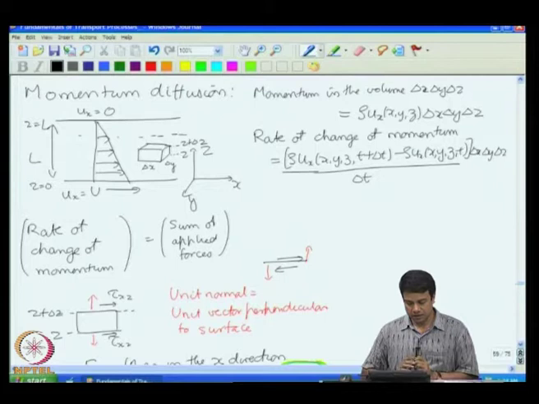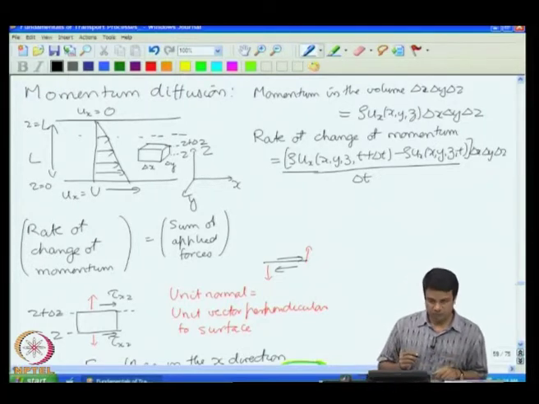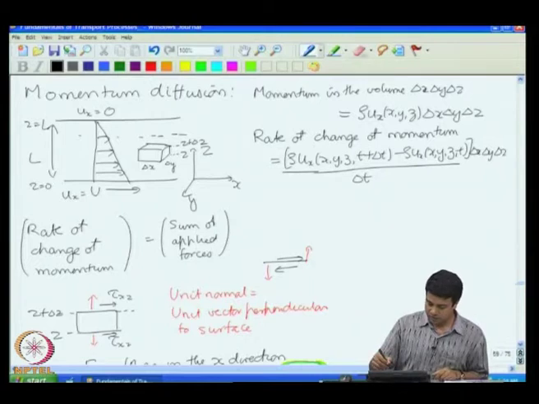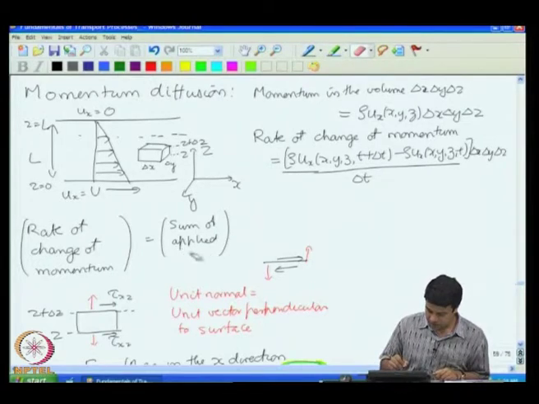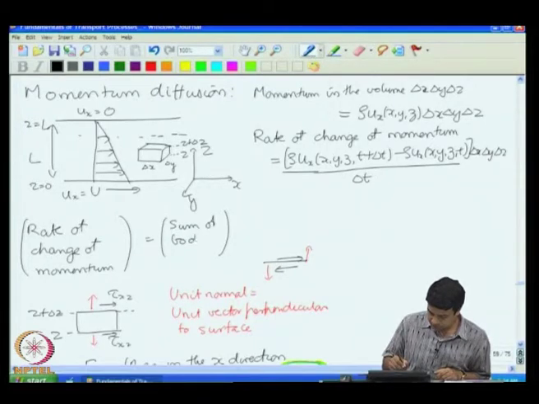The force applied is equal to the stress times the surface area, or the pressure times the surface area. So, the sum of applied forces I can divide into two parts. One is the sum of applied body forces plus the sum of surface forces.